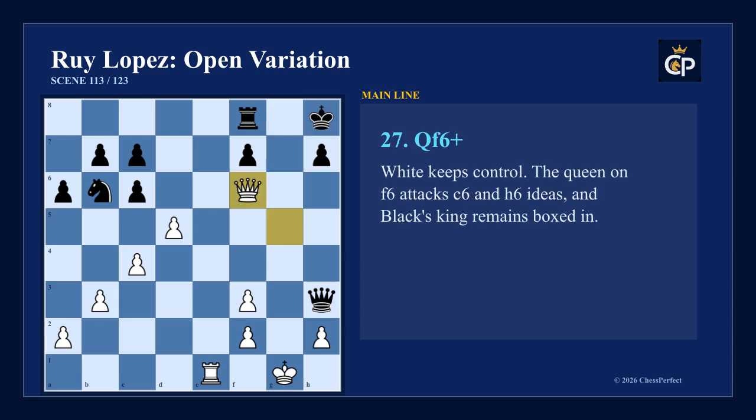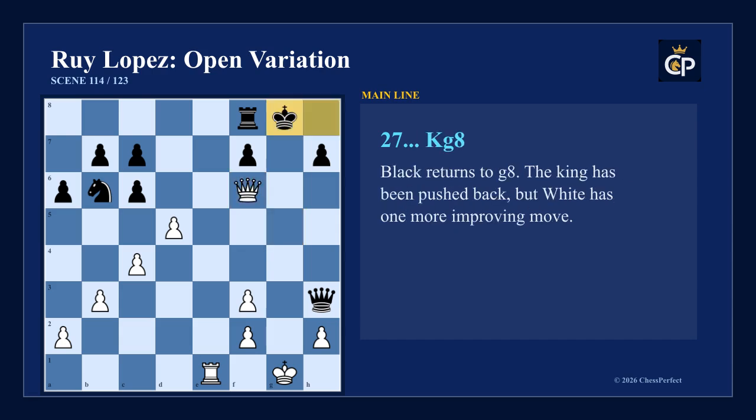Queen f6, check. White keeps control. The queen on f6 attacks c6 and h6 ideas, and black's king remains boxed in. King g8. Black returns to g8. The king has been pushed back, but white has one more improving move.